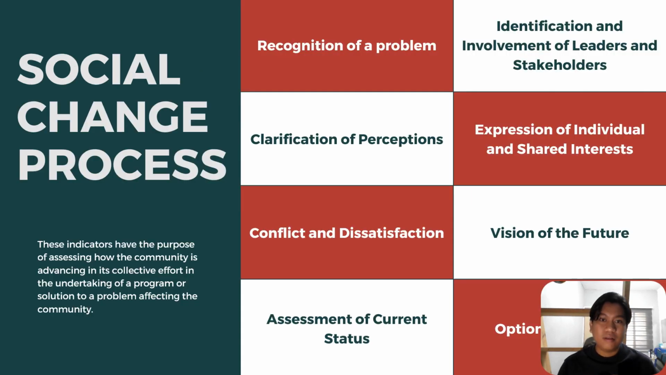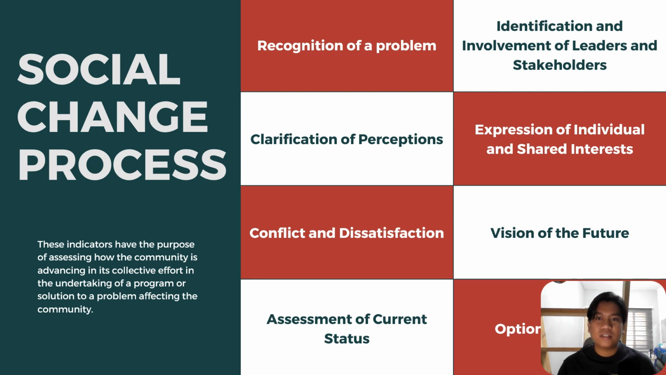On your screen are the indicators of the social change process. These indicators have the purpose of assessing how the community is advancing in its collective effort in the undertaking of a program solution to a problem affecting the community. So first, the recognition of a problem.